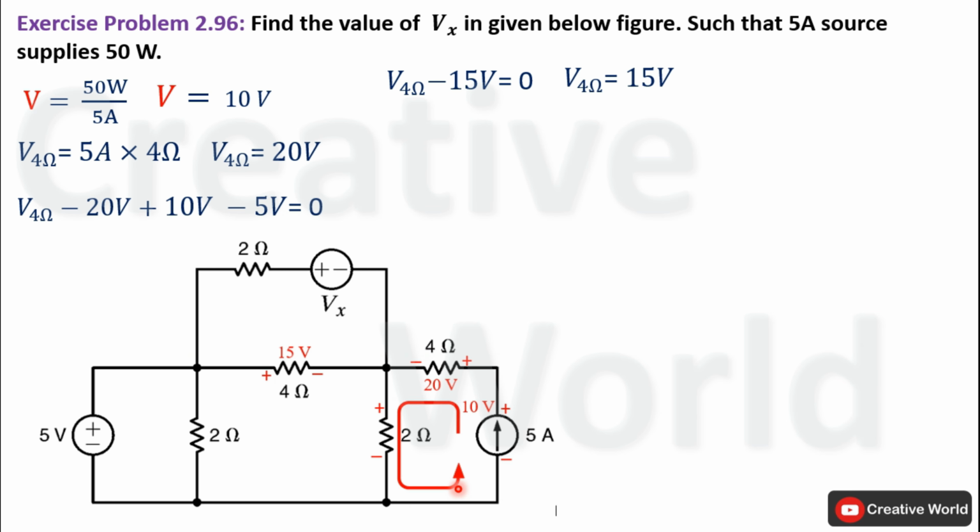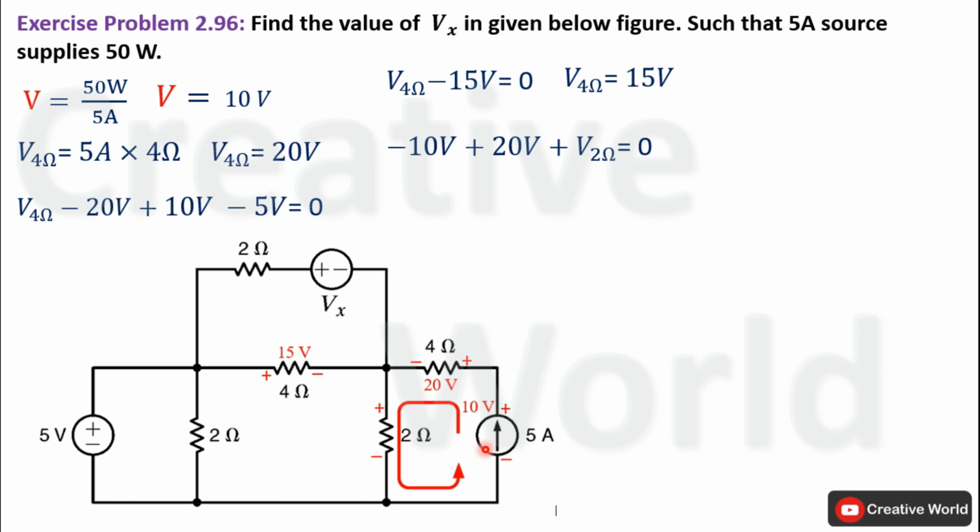Now we will apply Kirchoff's voltage law inside this closed loop to calculate voltage across this 2 ohm resistance. For that purpose, we are assuming the direction of current in counterclockwise. Start writing KVL equation for this closed loop.